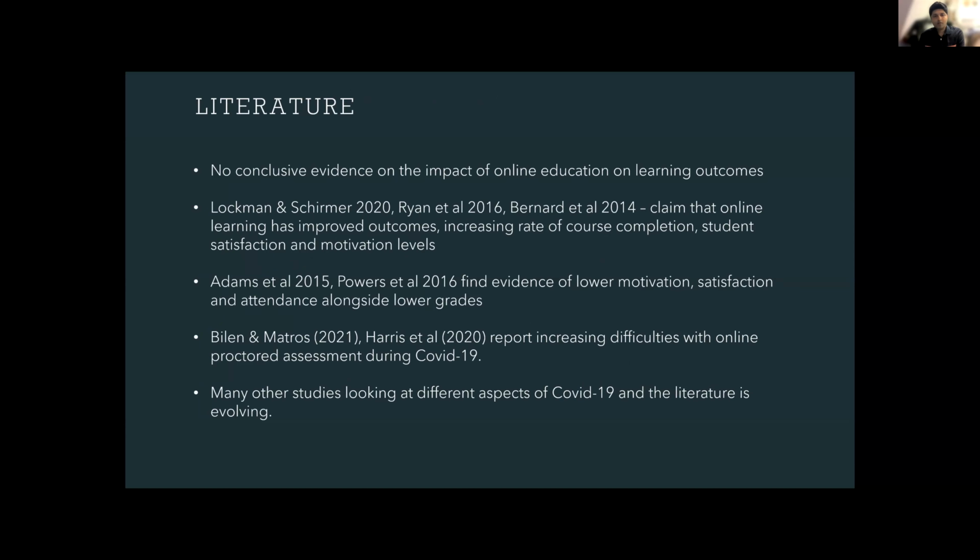So let me just highlight a bit of the literature in this field. Most of this is not specific to COVID, but it's looking at online versus in-person teaching within econometrics, and there are mixed outcomes. Like Lockman and Shermer, Ryan and Bernard think that online learning has improved outcomes, whereas Adams and Powers think that it has had a negative impact, particularly with regards to attendance, and grades have been lower. And then more recently, using their experience during COVID, Billen and Metros and Harris report increasing difficulties with online assessments during COVID. And of course, this literature is growing every day.